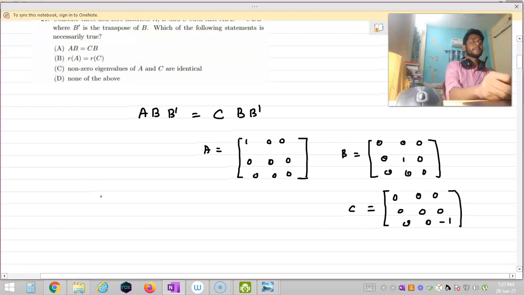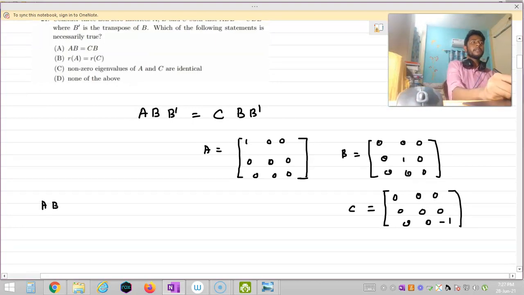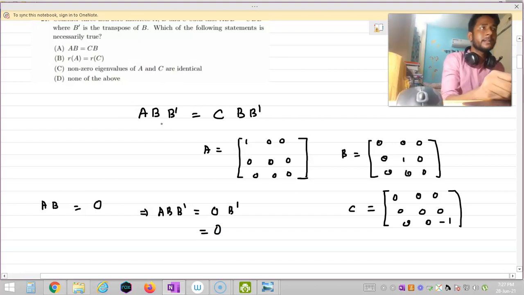Now what is AB? If you multiply A with B, we will get the 0 matrix. You can check it. If you multiply each row with each column, you will get 0 every time. So AB is equal to 0. So if AB equals 0, then AB B' is equal to 0 times B', which is 0. So the left hand side is equal to 0.